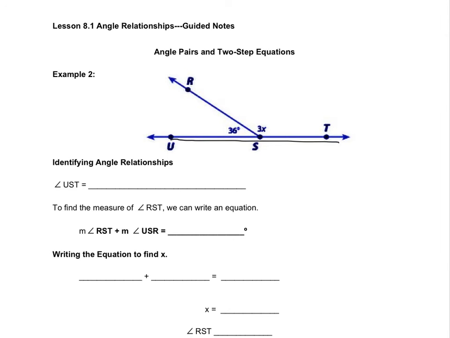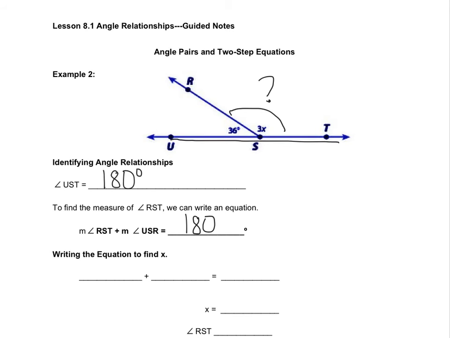So a straight line has a measure of 180 degrees. So now we're going to use this information here to find this measure RST, which is right here. So we're going to find this. We do not know the measure of this angle right here. So we're going to use what we know to find that. So the measure of RST plus USR is equal to 180 degrees.